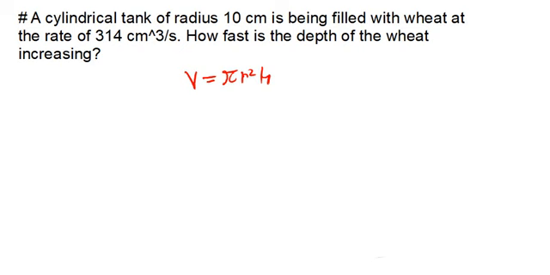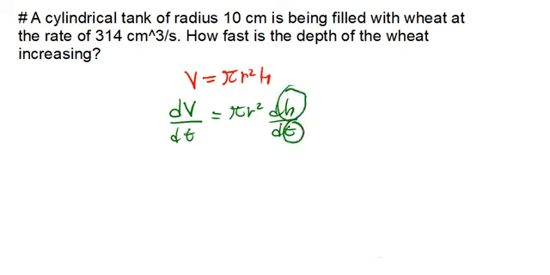So can we say here it's dv dh? That's the question. The answer is no, because volume is changing with respect to time. So it's dv dt equals pi r squared times dh dt. What we are looking for is the rate of change of the depth with respect to time. That's why we are saying how fast is the depth of the wheat increasing. This is the one that's going to be the subject of the formula.